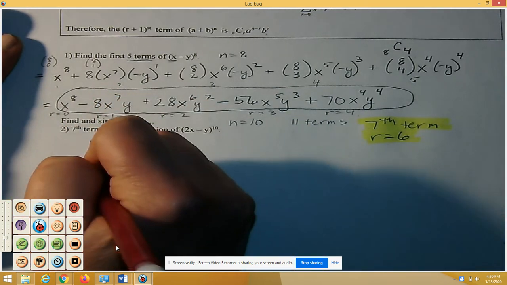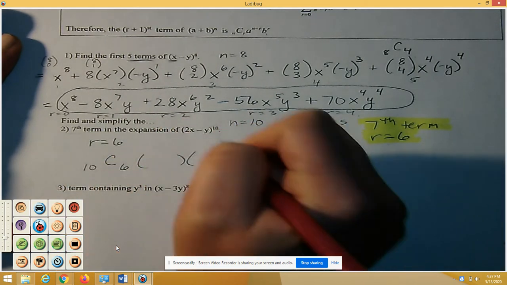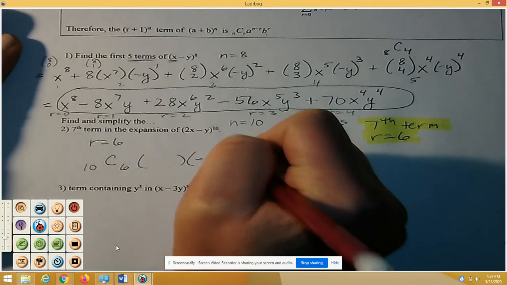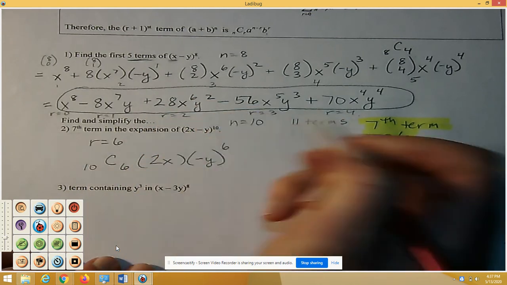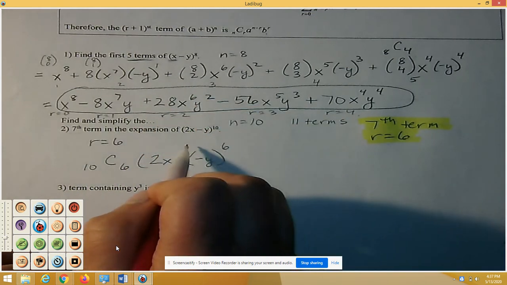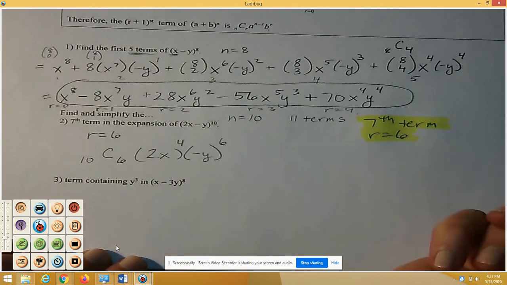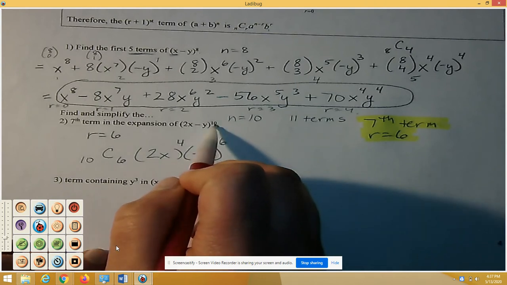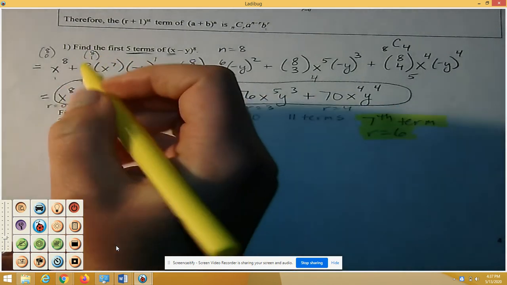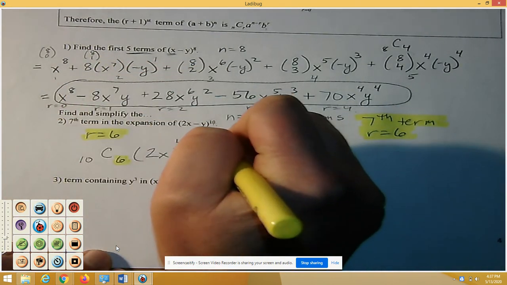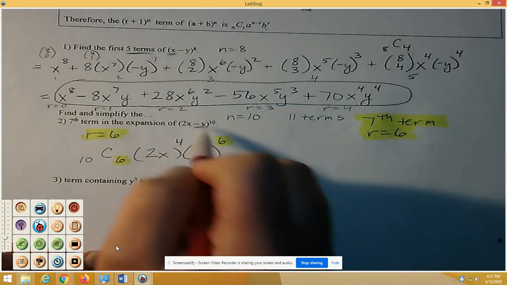So now I'm going to do 10 choose 6, and then I'm actually going to go backwards. So I'm going to start with a negative y. Negative y has an exponent of 6. The 2x has an exponent that will, when added to the 6, equal 10. So this is going to have an exponent of 4, because remember, the sum here is always 10. So once I have r is 6, I use that for the part of the combination and for the second part of your binomial's exponent.